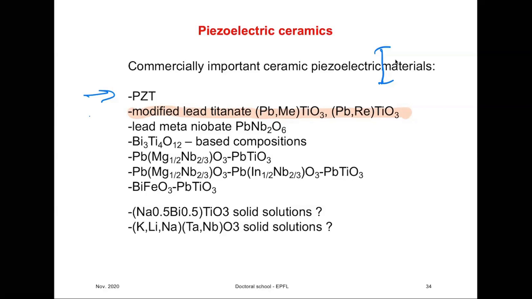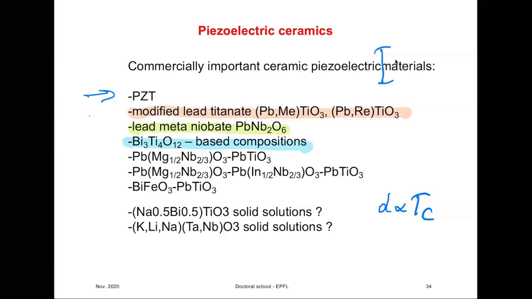Then there is lead metaniobate, which is interesting because it's a high temperature material. Then bismuth titanate is also a high temperature material with extremely high Curie temperatures on the order of 600 to 800 degrees, but has very low piezoelectric coefficient. There is actually a relationship between a piezoelectric coefficient and Curie temperature in ferroelectrics, and as a rule of thumb, and this is not always true, but as a rule of thumb, if a material has a larger TC, it tends to have a smaller piezoelectric coefficient.